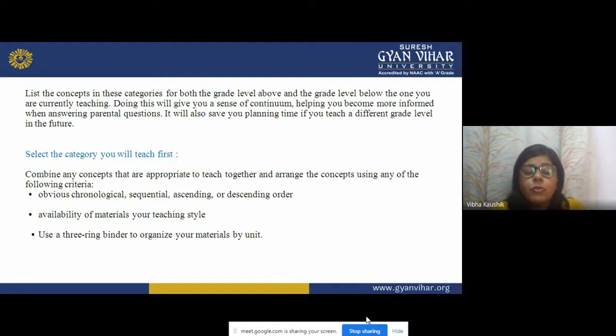Then, first you have to decide what will be the chronological order. Sequence, what will be the sequence? What will I tell the students first? Then ascending or descending order, you have to sequence the concepts either in ascending form or in descending form. Availability of material, your teaching style. What are the different materials that are available and that suit your teaching style?